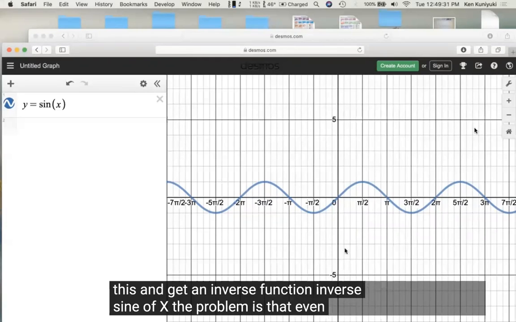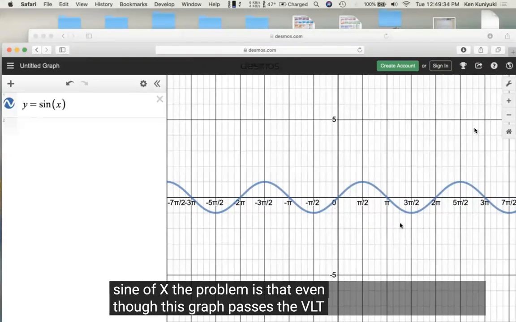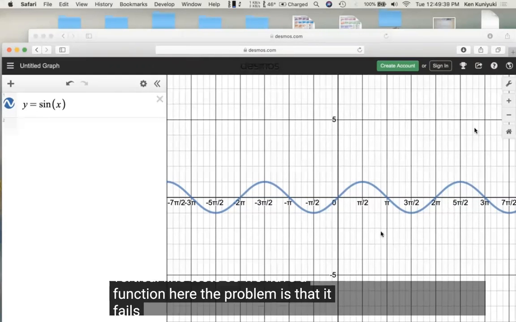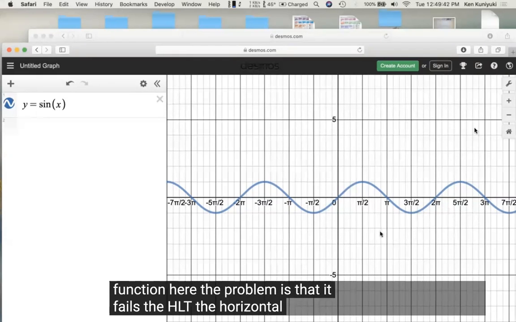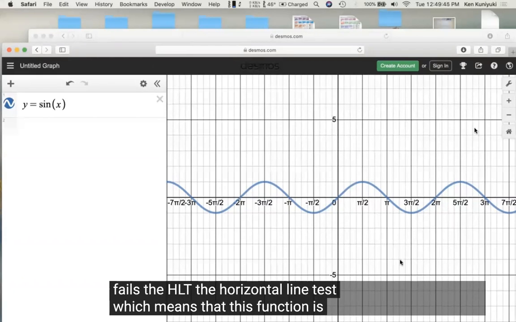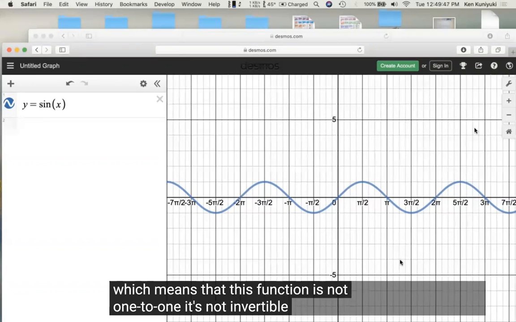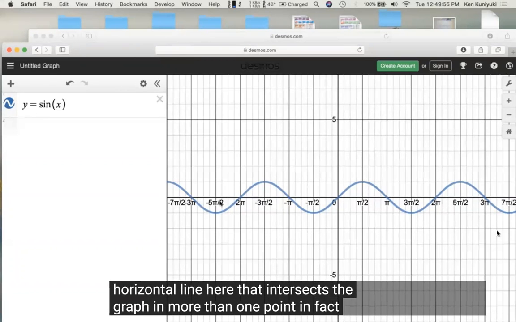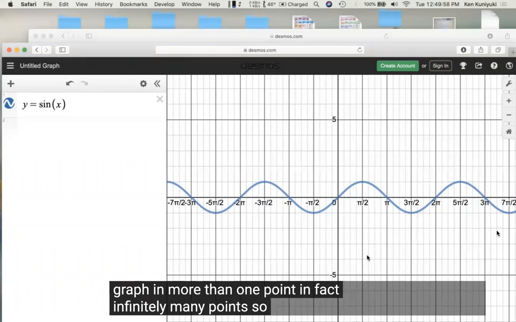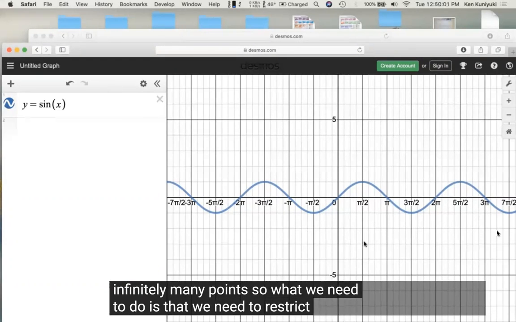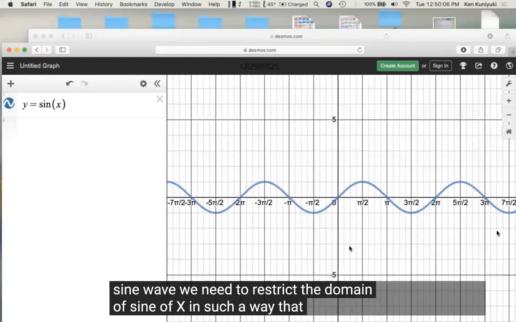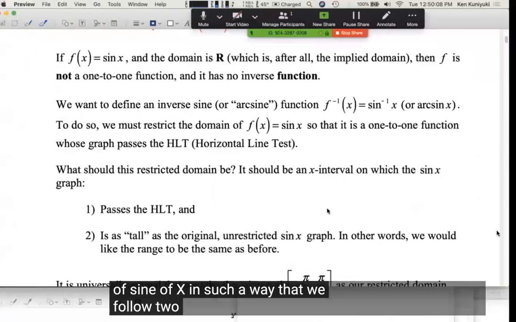The problem is that even though this graph passes the VLT, the vertical line test, so we have a function here, the problem is that it fails the HLT, the horizontal line test, which means that this function is not one-to-one. It's not invertible. It fails the horizontal line test. I can take a horizontal line here that intersects the graph in more than one point. In fact, infinitely many points. So what we need to do is that we need to restrict this sine wave. We need to restrict the domain of sine of x in such a way that we follow two conditions.